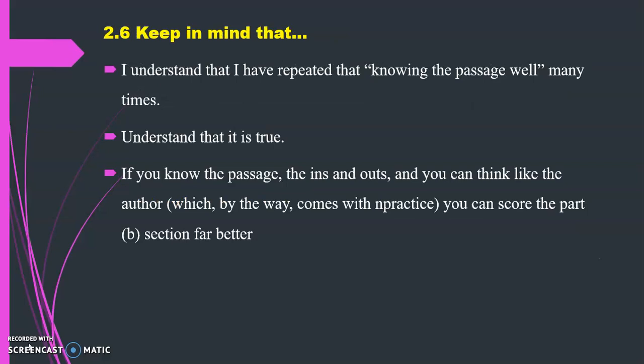And always keep in mind, I understand that I have repeated knowing the passage very well many times. Understand is the keyword. If you know the passage, the ins and outs, and you think you can get your readers to feel like the author, which, by the way, comes with practice, you can score the Part B section far better.